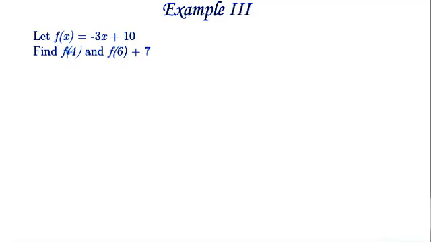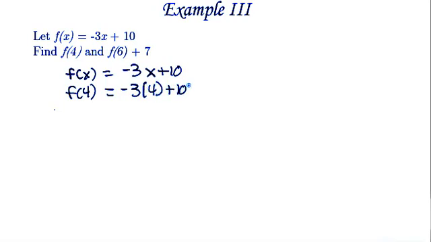In example 3, let f of x equal minus 3x plus 10. Find f of 4 and f of 6 plus 7. Starting with f of 4, if I'm given f of x equals minus 3x plus 10, then for f of 4, I'm going to replace the x with the value 4. So f of 4 equals minus 3 times 4 plus 10. So f of 4 equals minus 12 plus 10.